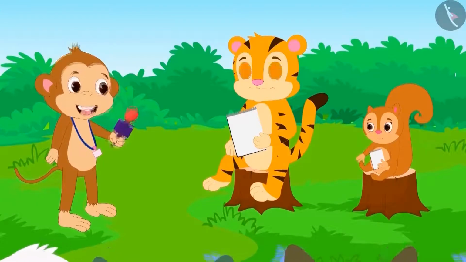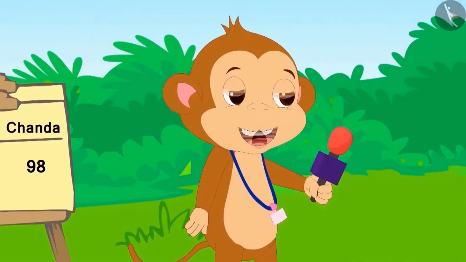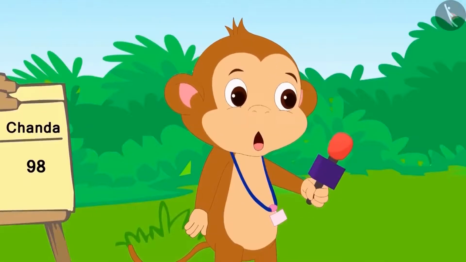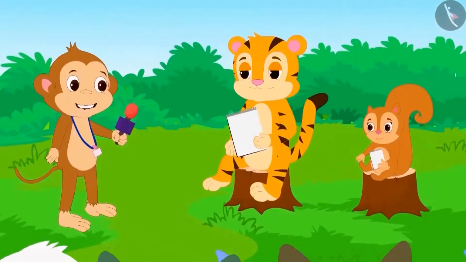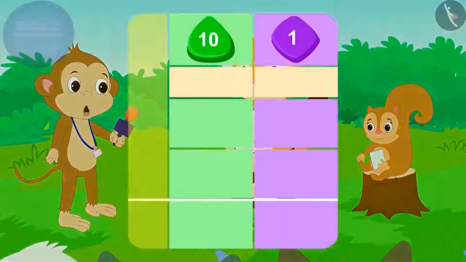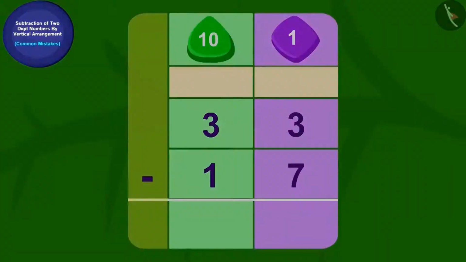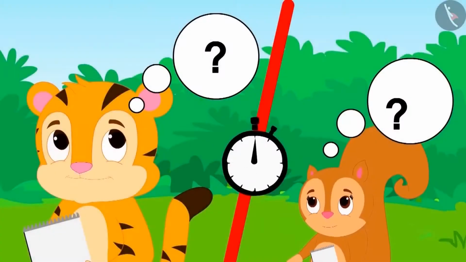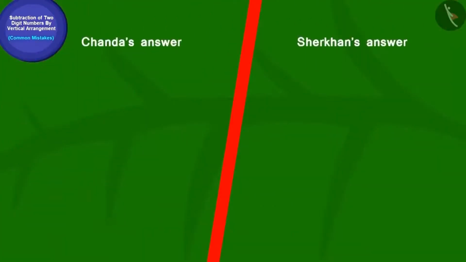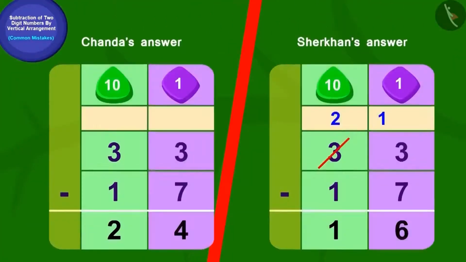I will show you a question and you have to answer it in 30 seconds. Are you both ready? So here comes your question. Babban said to Sher Khan and Chanda. Chanda and Sher Khan started thinking. The allotted time ended and Chanda and Sher Khan wrote their answers in this way. Children, can you tell whose answer is correct?